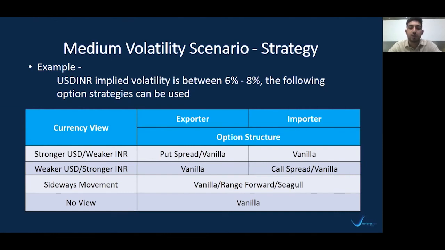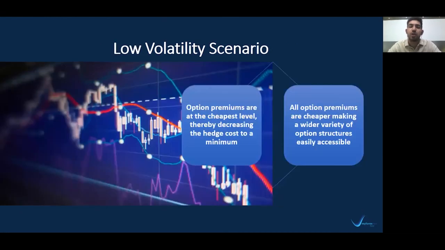Now, the next currency view which I could have is no view. I do not know where the currency could be headed, so I simply go for a vanilla option. It doesn't matter if I'm an importer or an exporter. Now, the next volatility scenario is a low volatility scenario.